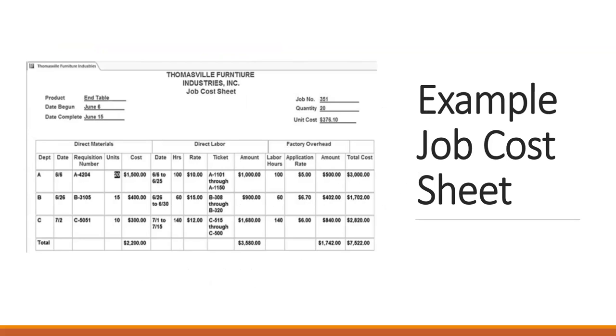So this is an example of a job cost sheet. We can see what we have: the product, the name, the date begun, the date that we're supposed to complete it, what the unit cost amount is, what we've requisitioned for direct materials, our direct labor, and our factory overhead. In this order, we're making 20 end tables for a customer. We also have our job number up in the right-hand corner.